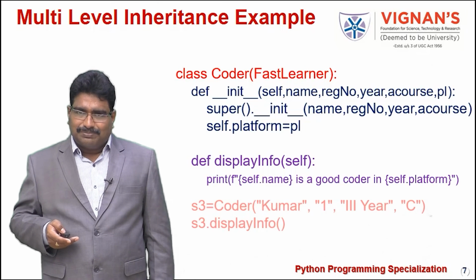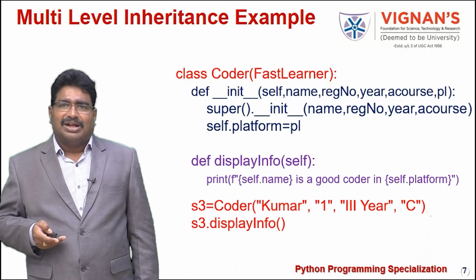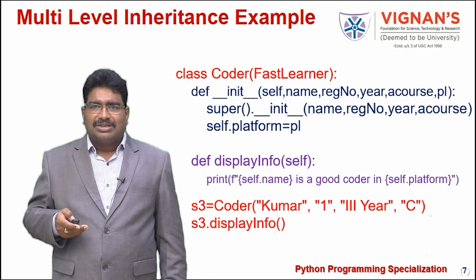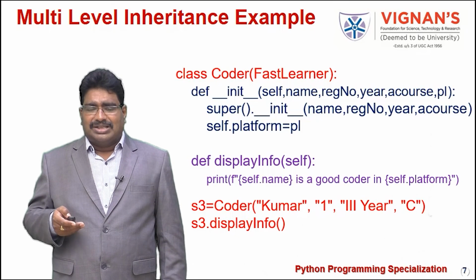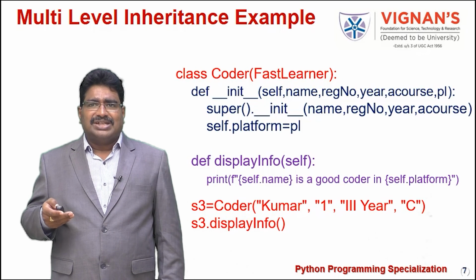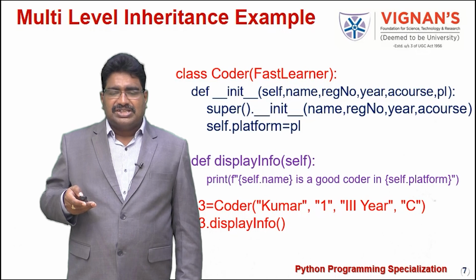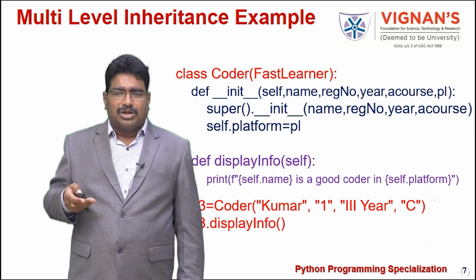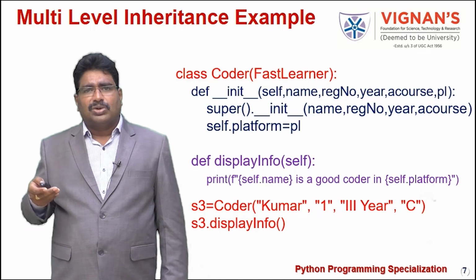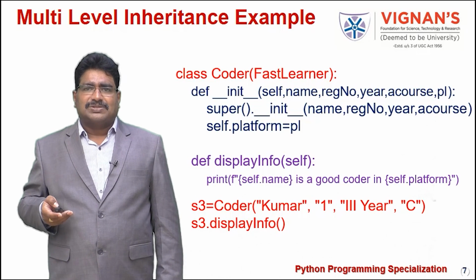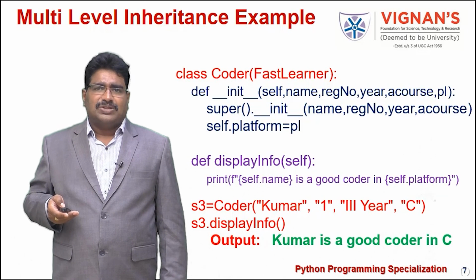Now we take one simple example. We want to create an object S3 of the coder class with the parameters: name is Kumar, register number is 1, year of study is third year, and he is very much interested in the C programming language. So here we pass the parameters: name Kumar, register number 1, year third year, and C programming language as the platform he wants to code in. Then when we use S3.displayInfo, it automatically displays that Kumar is a good coder in the C programming language.